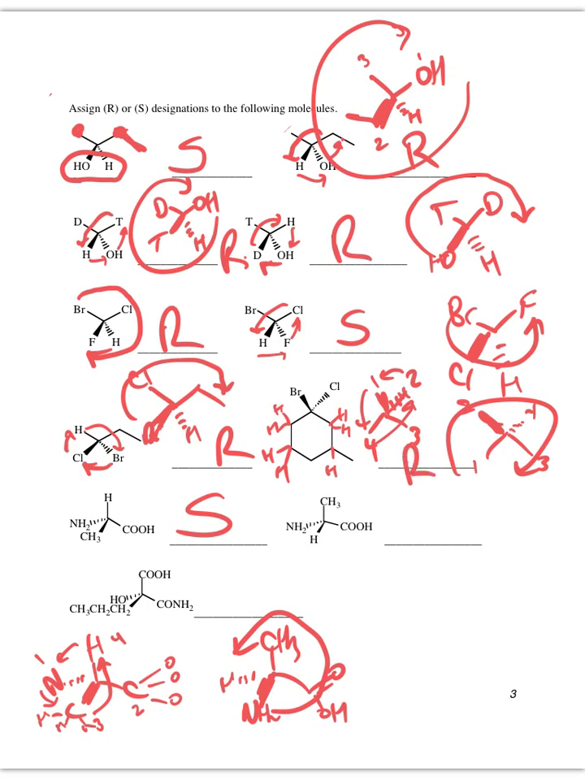Now the next one, the hydrogen has to go in back, the amine up there, the methyl in front, N, methyl, hydrogen, acid, 1, 2, 3, it's R.